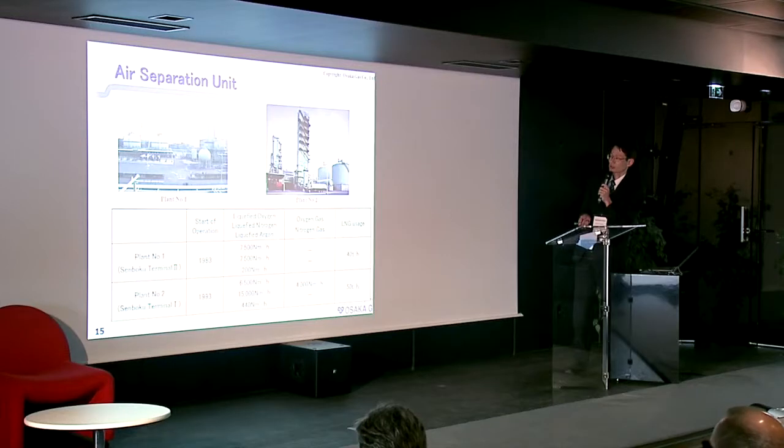Next, I will explain about the air separation unit. We now have 2 plants in Senboku terminals. Number 1 was constructed in 1983, and the second one was constructed in 93. Production rate is shown here, and LNG usage is 40 ton per hour and 50 ton per hour. Comparatively, a small quantity of LNG usage.